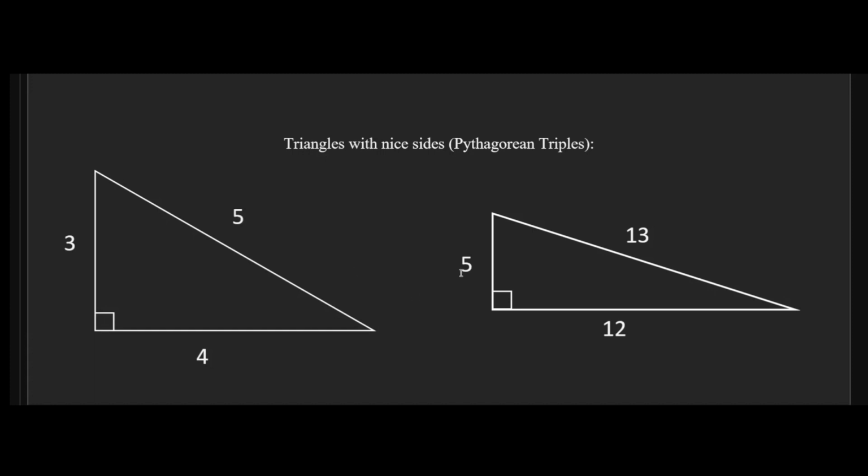Next, we'll look at the 5, 12, 13 triangle. What I said about different multiples of this ratio appearing on the test is also true, so you may see a 5, 12, 13 or a 10, 24, 26 triangle.